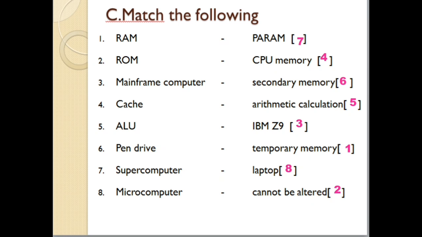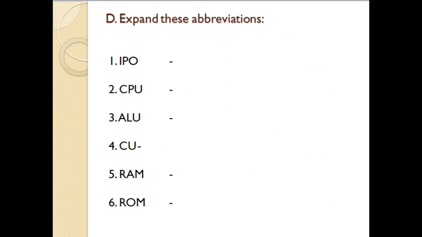Yes, now we will go for our next topic. Okay, students. The next one is expand this abbreviation. So we have to expand. So here the first one is IPO. Some of the students write it wrongly.